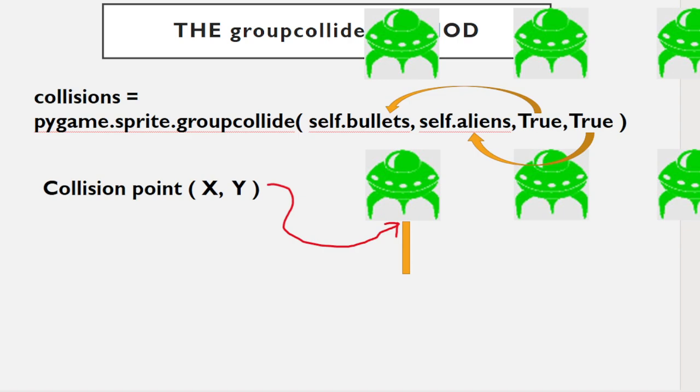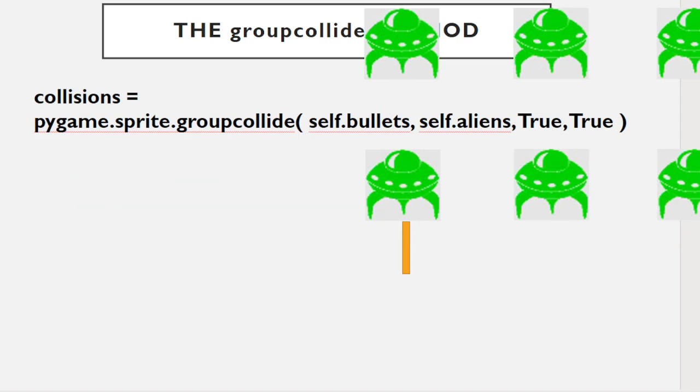After it returns the dictionary values, what happens to them? Now, they're both set to true. That means they'll both be removed. The surfaces will be deleted. Okay, so a collision occurs. There it is. Both the alien and the bullet go away.